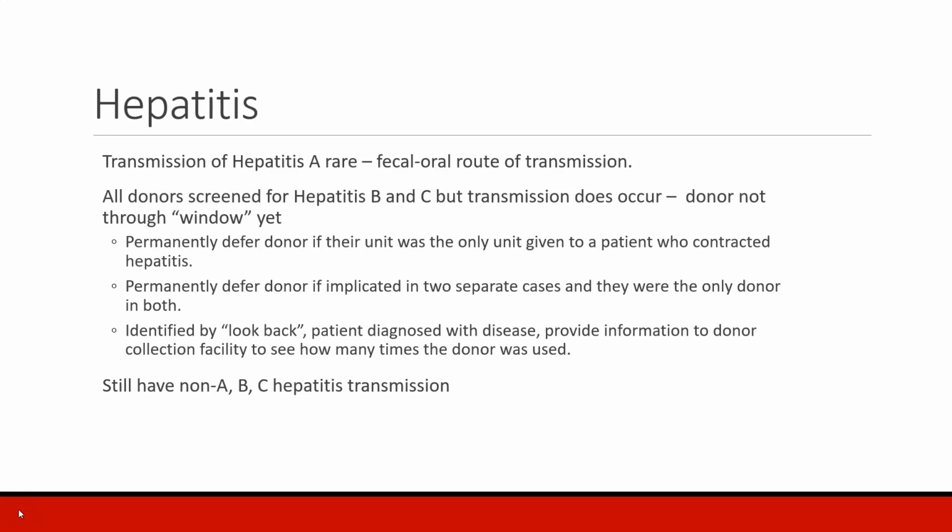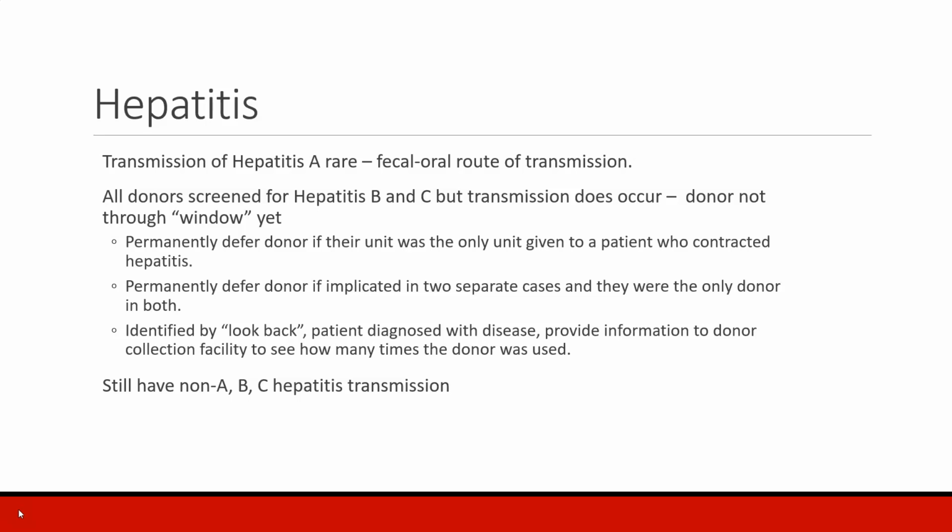First, we'll discuss hepatitis. Transmission of hepatitis A by transfusion is rare. It's transmitted through the fecal-oral route. You need to bring serology back to the front of your brain. All donors are screened for hepatitis B and C, but transmission does occur because the donor may not be through the window yet. What that means is they're infected, but they haven't produced sufficient antibody to be detected. And as for hepatitis B, most people now are immunized to hepatitis B. So we hardly ever see transmission of hepatitis B, but hepatitis C, yes.